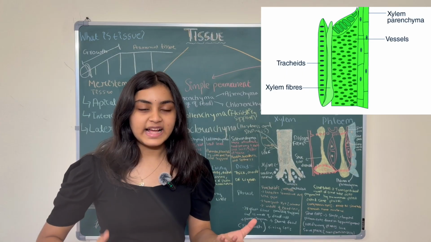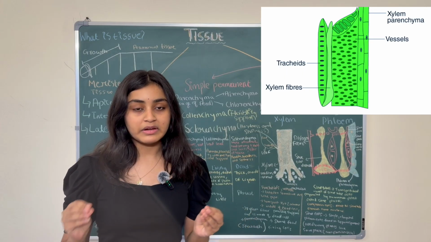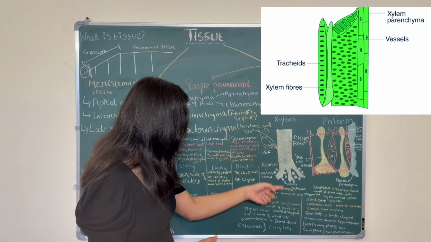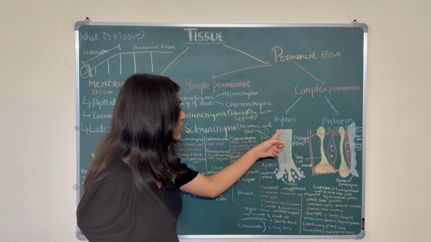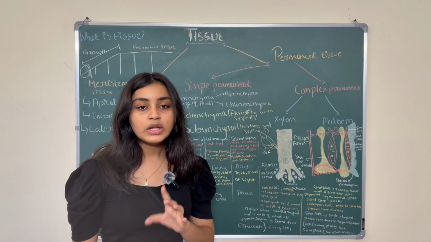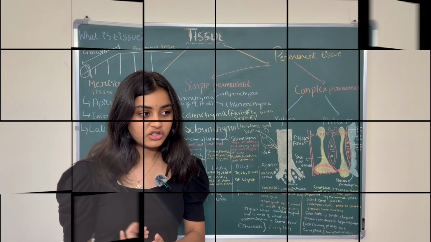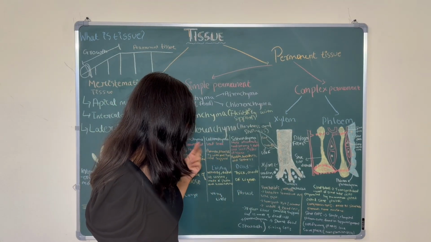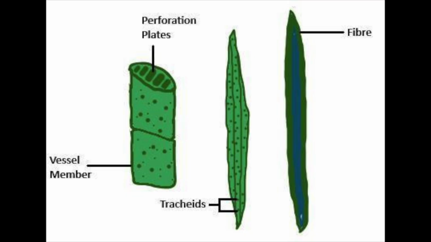The main role of xylem is to transport water and minerals to all the parts of the plant from the roots. So, from the roots, it transports all the water to all the parts of the plant. So, it is only unidirectional, meaning only in one direction. The next thing is our xylem fiber. It provides support and it is made up of dead cells.